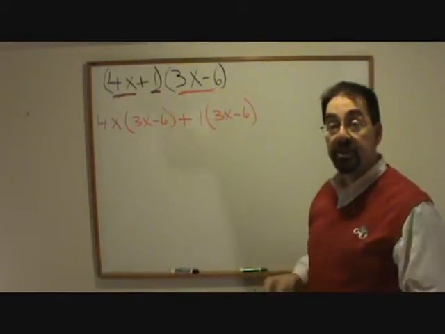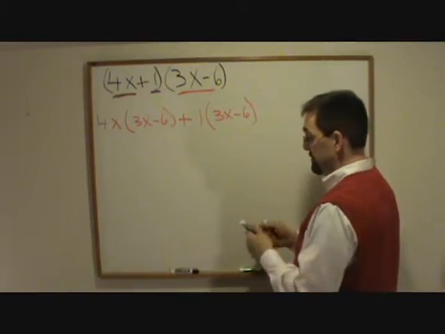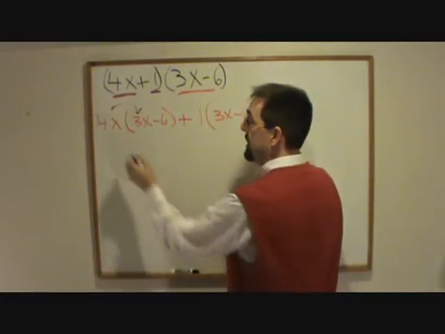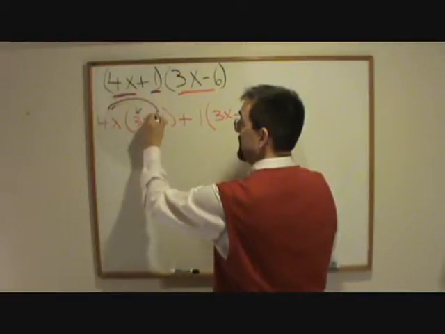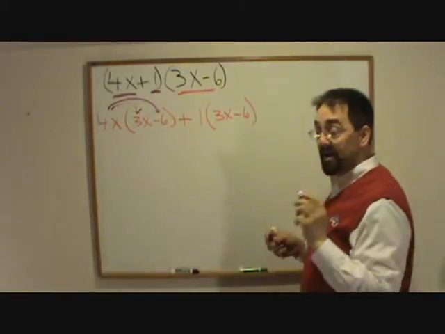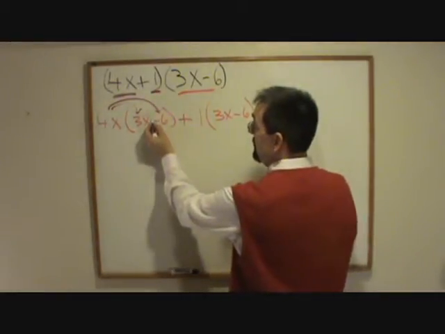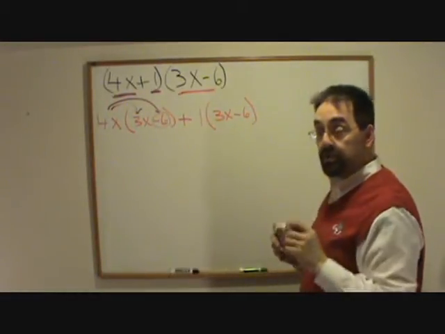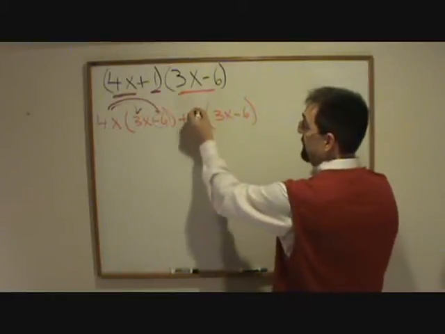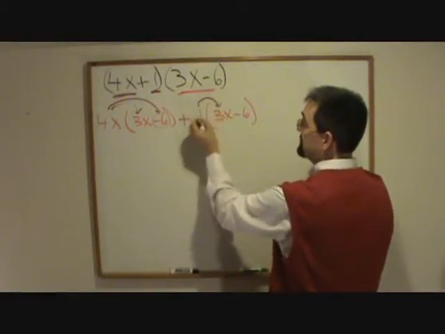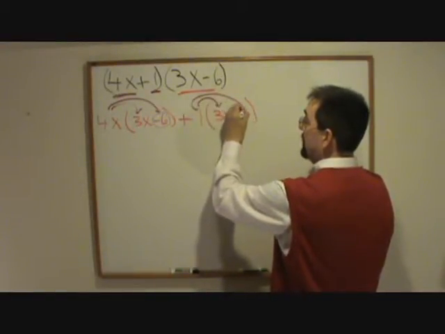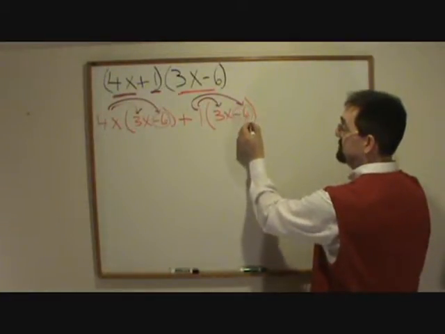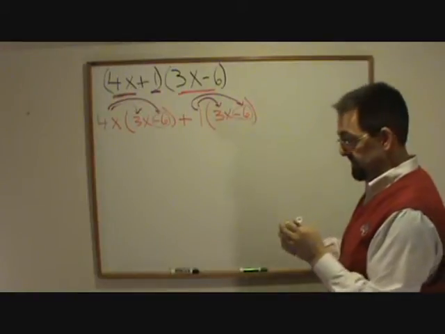Now, we use the distributive property. To distribute, we go 4x times 3x and 4x times the minus 6. And remember, it's the minus 6. Don't lose your pluses and minuses. And then we'll have the 1 times the 3x and the 1 times the minus 6. Again, don't lose the pluses and minuses.